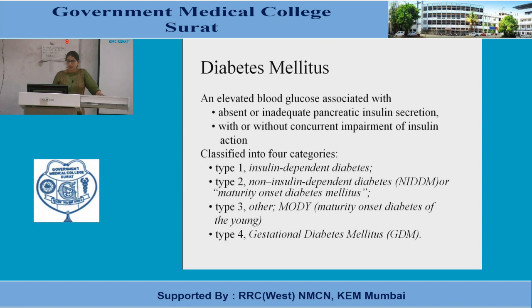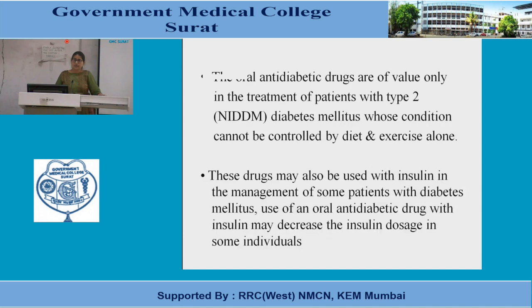Then you have type 2, which is also known as non-insulin dependent diabetes, or maturity onset diabetes mellitus. Non-insulin dependent diabetes means that the patient is not totally dependent on external insulin supplementation, and other means of management are also possible. Then you have type 3 or others, which can be MODY, maturity onset diabetes of the young. And there is type 4, gestational diabetes mellitus, which occurs at the time of pregnancy. I'm sure in the last lectures this has been adequately taken care of. So we will come to today's topic.